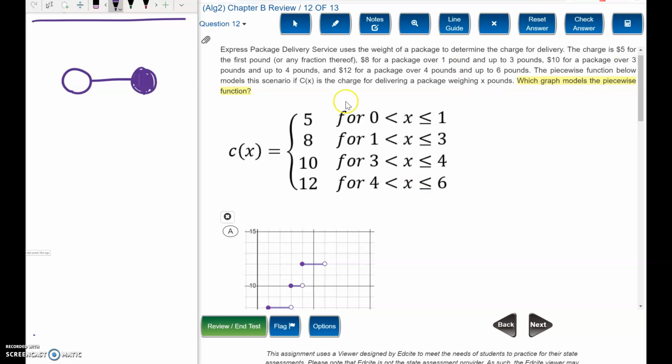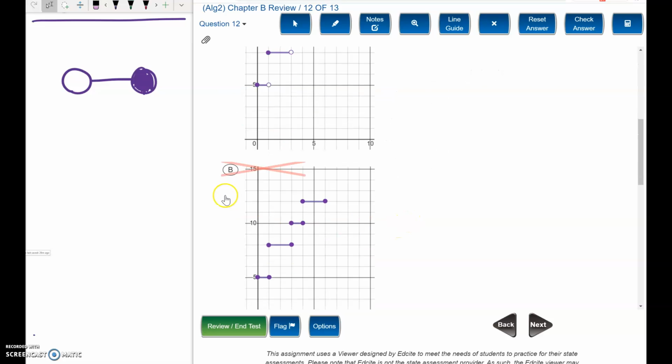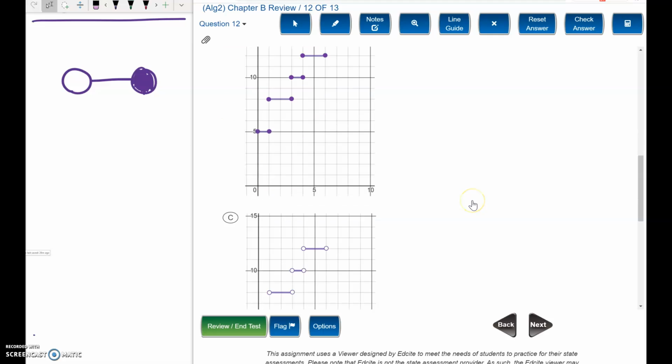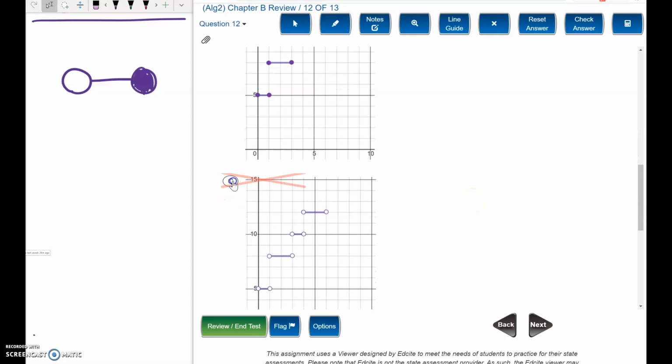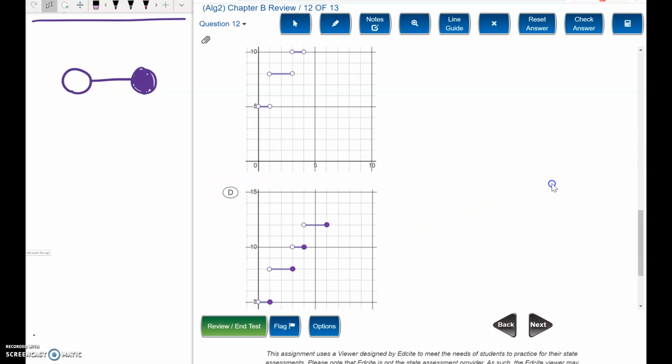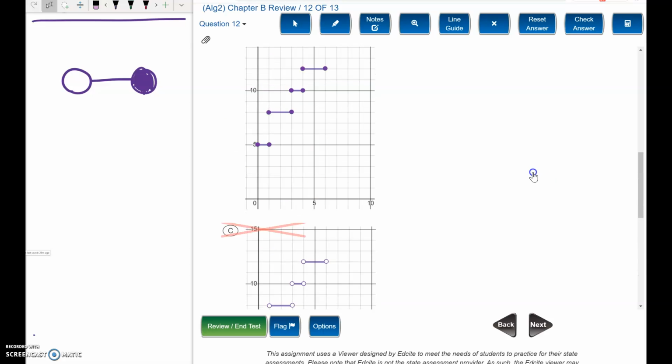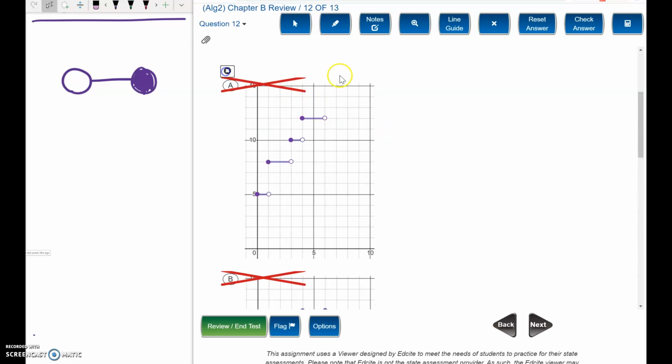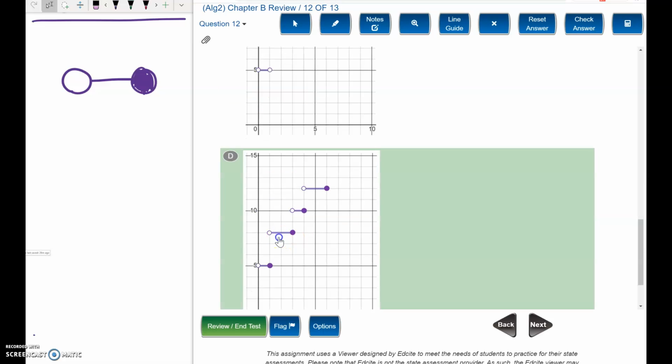So if you want to use like the answer eliminator tool, you can. This one's not open to closed. That one is closed to closed. That's not it. That one's open to open. That one's not it. D is open to closed. That's the one we want. I got to get rid of this answer eliminator tool so I can actually click my answer. Open to closed.